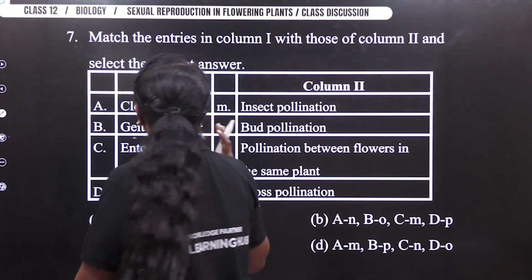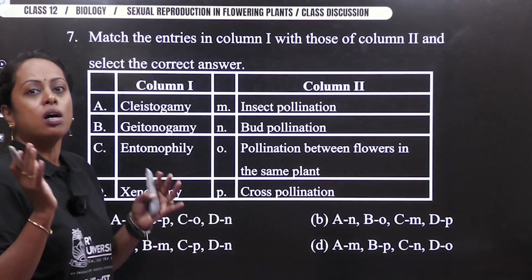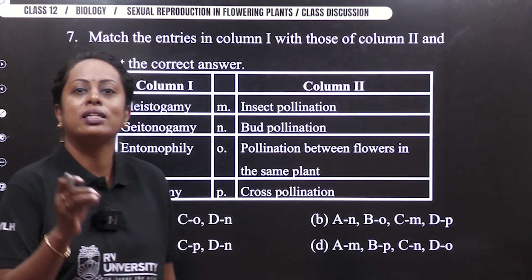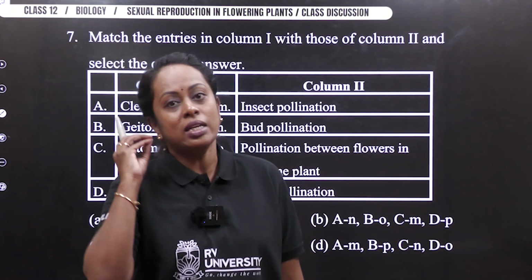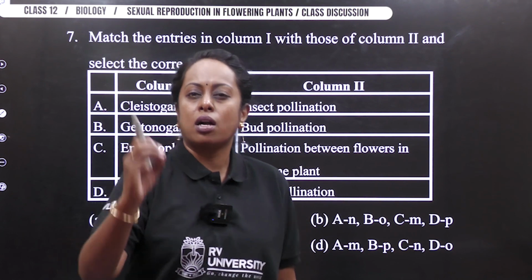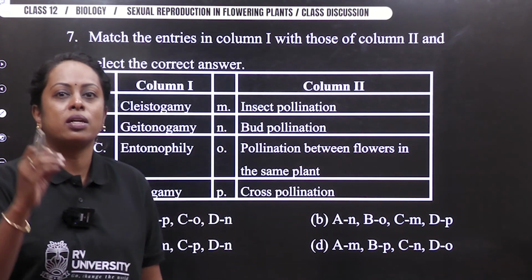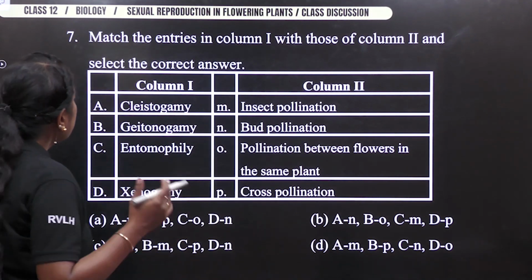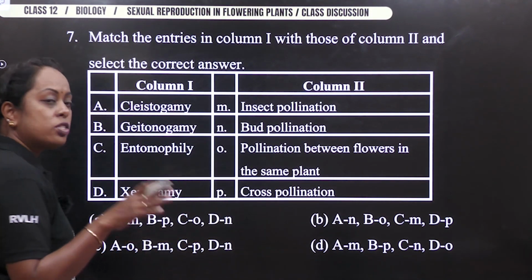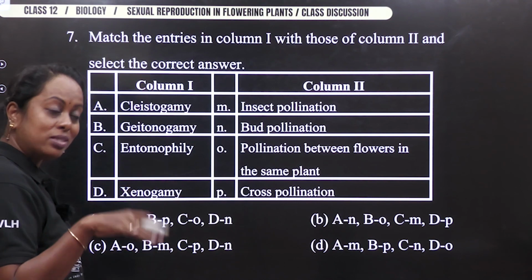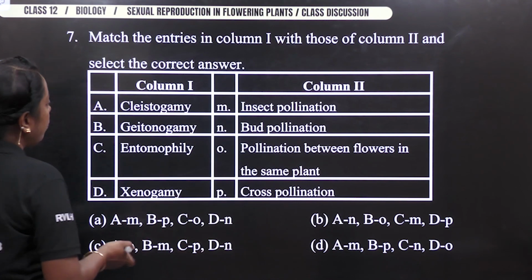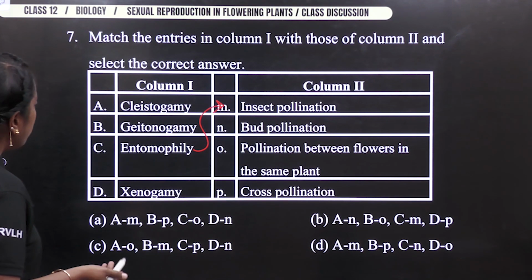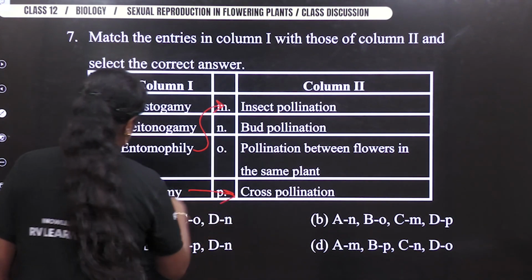It's match the following. Cleistogamy represents what? A flower which doesn't even bloom at all. It is completely closed. So definitely there is a pollination which is called self, and the advantage is 100% seed production, but the disadvantage is there is no variation going to be seen. Geitonogamy is a type of cross-pollination, but the genes are same, so it is self-pollination. Entomophily, definitely all of you know, is insect pollination. Xenogamy is nothing but cross-pollination itself.